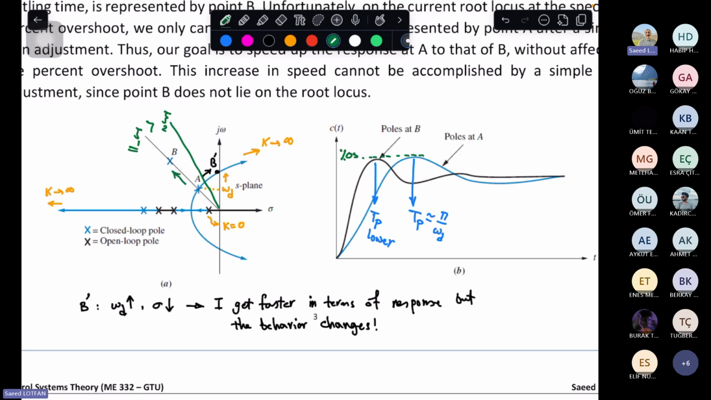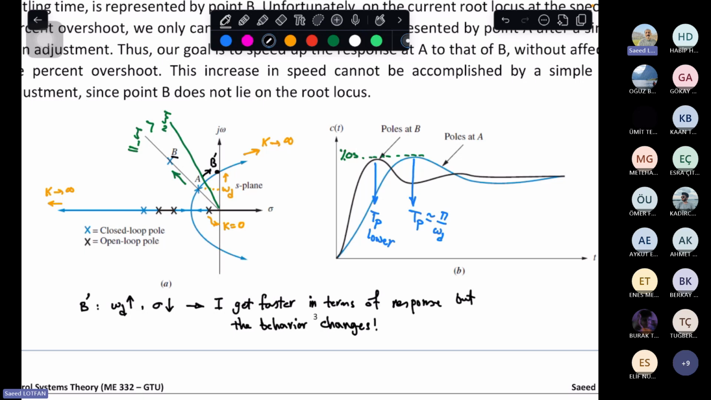Means that I increase the omega d, and also I increase sigma, but keep the ratio the same on a fixed line. So zeta is constant, so overshoot is constant. In such condition, we have better response in terms of being fast, and our damping is what we want. But the problem is the B point is not on the blue line of root locus. This means if I want to move from A to B, I don't have the possibility of just changing the K, which is the gain of the system, and go to point B. It is not possible.